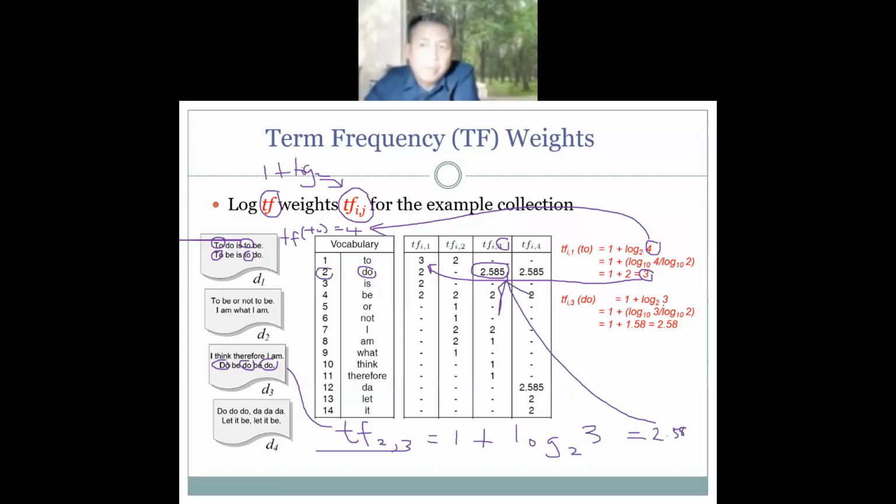If you perform the log 2 of 3, this is how you convert them, because log base 10 is easier to compute. So we just get 1.58, which is the value for this, and plus 1, so we get this. So all the values that we have in this table, we use the variant of term frequency, which is the one using log 2.